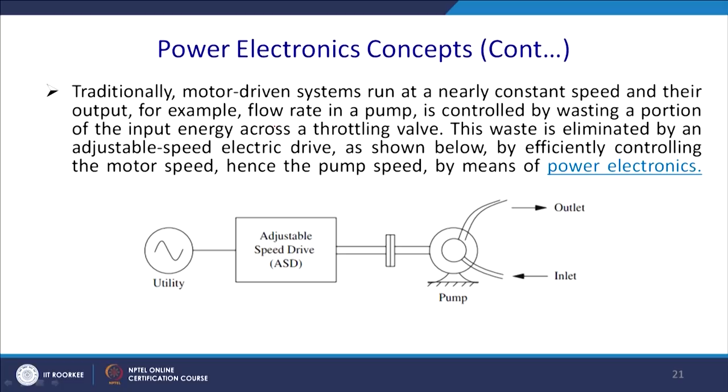Traditionally, motor systems run nearly at a constant speed, that is what I was saying, because you have a constant frequency supply. For example, the flow rate of a pump is controlled by wasting a portion of the input energy across a rotating or throttling valve. This waste is eliminated by an adjustable speed drive, an adjustable pure electric drive as shown below, by efficiently controlling the motor speed. Hence the pump speed can be controlled by means of power electronics and energy is saved.